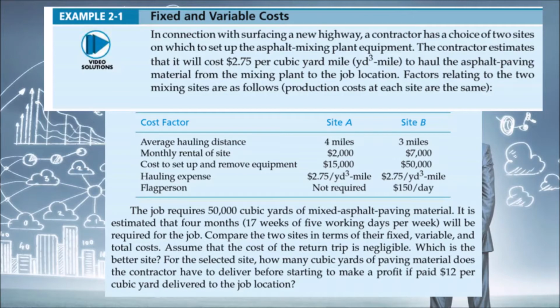The job requires 50,000 cubic yards of mixed asphalt paving material. It is estimated that 4 months will be required for the job. Compare the two sites in terms of their fixed, variable, and total cost. Assume that the cost of the return trip is negligible. Which is the better site? For the selected site, how many cubic yards of paving material does the contractor have to deliver before starting to make a profit if paid $12 per cubic yard delivered to the job location?